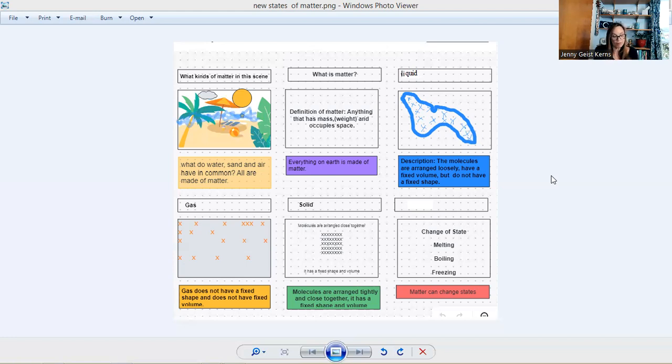We know now that all matter is made from molecules, that all matter takes up space and it has mass, that matter exists in three forms. It exists as a gas, it exists as a solid, and it exists as a liquid. We know that matter can change its form by the adding or removing of heat.